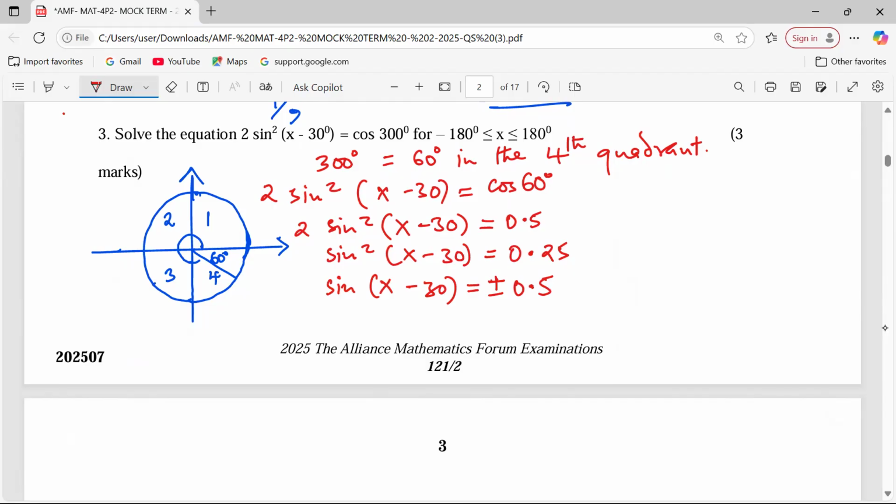At this stage, we can talk about these particular angles. What is the value of x minus 30? We are supposed to take the sine inverse. If the sine of (x minus 30) equals plus or minus 0.5, then the sine inverse will give us these angles of both values.